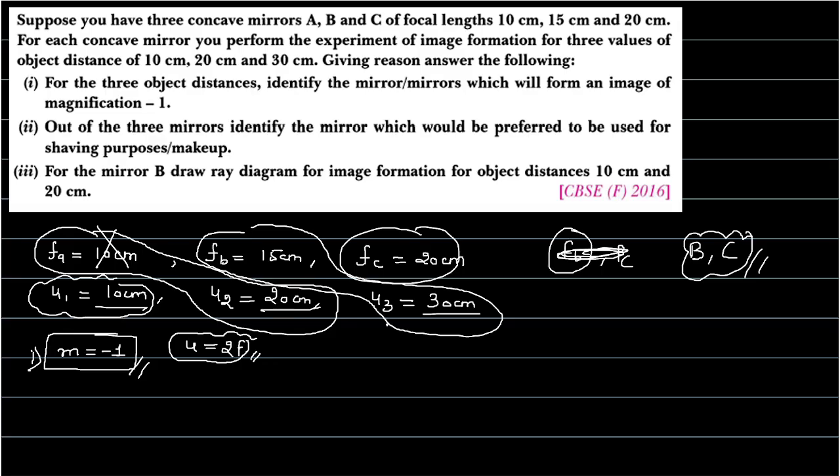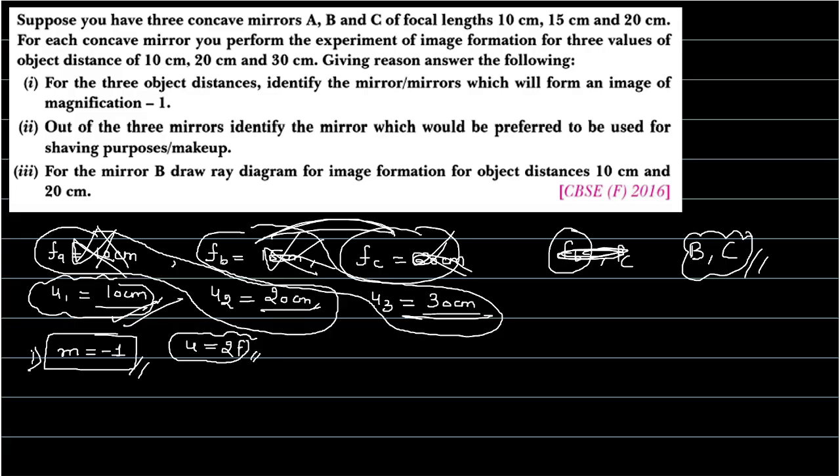For U2, you cannot use A, you cannot use B, you cannot use C. And for U3 also, you cannot use A, B, and C. Because in every case, you are either at focus or beyond focus. We want the object to be between focus and pole. So, for the U1 distance, you can use B and C mirror.